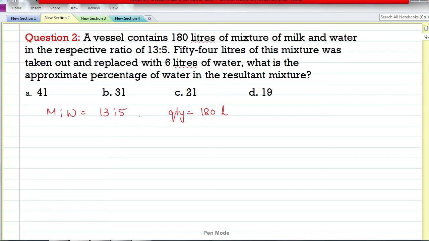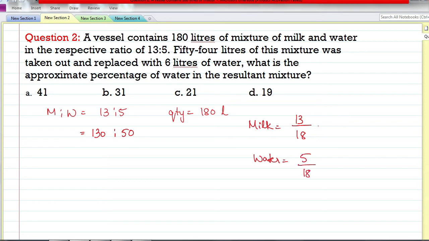So in this case, we see there is 180 liters. So clearly milk is 130 liters and water is 50 liters. So now the total becomes 180 liters. Now 54 liters of the mixture was taken out. Every liter is divided into 18 parts, 13 parts is milk. And what is water? 5 out of 18 parts is water. This is for every liter.